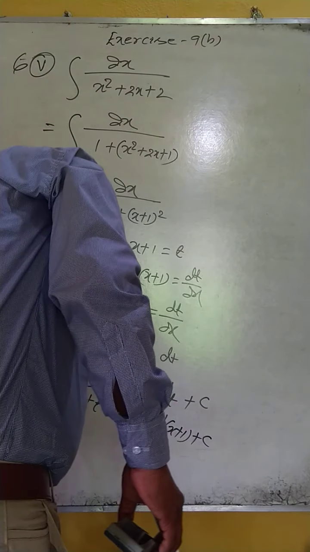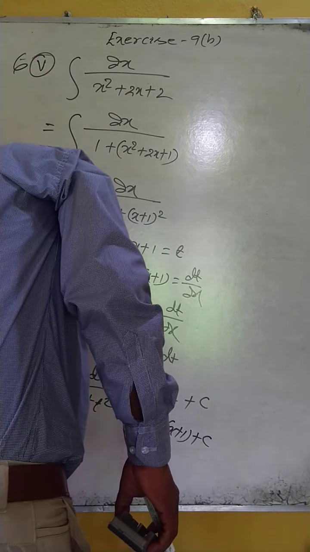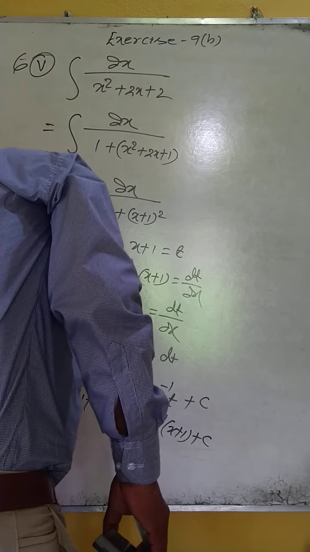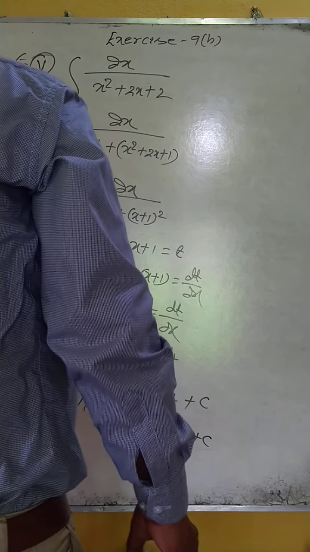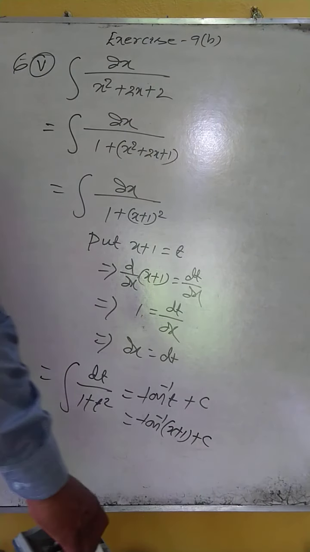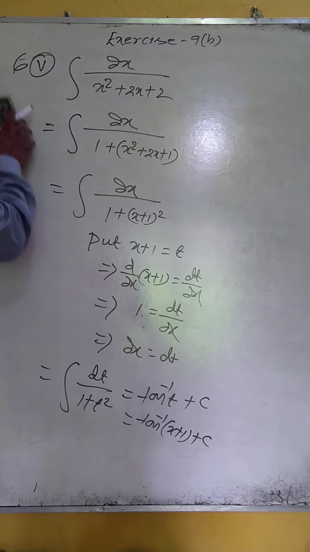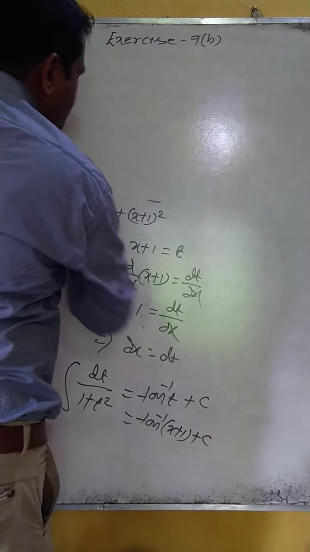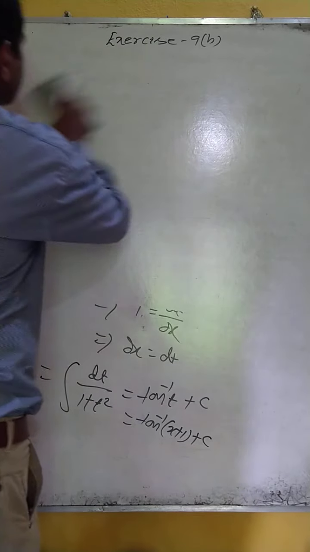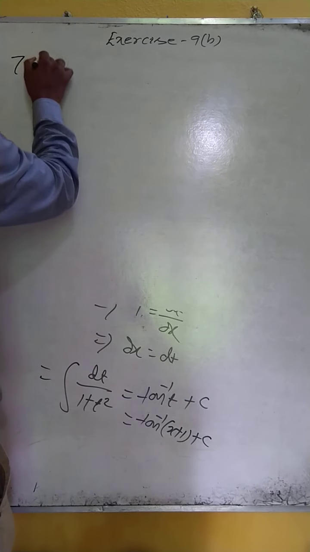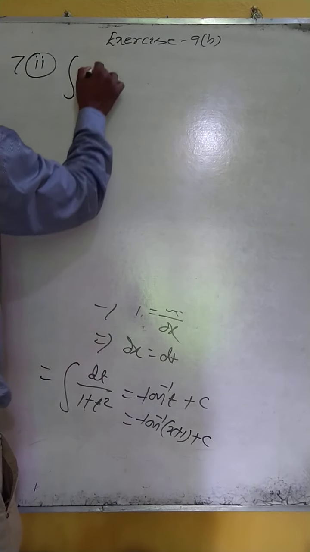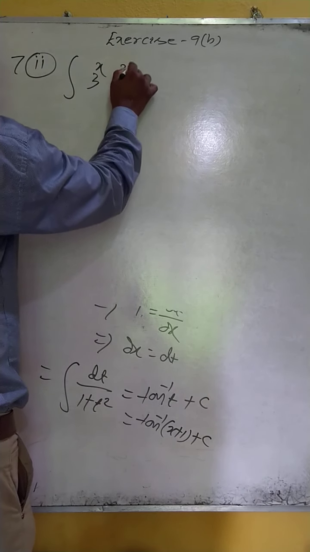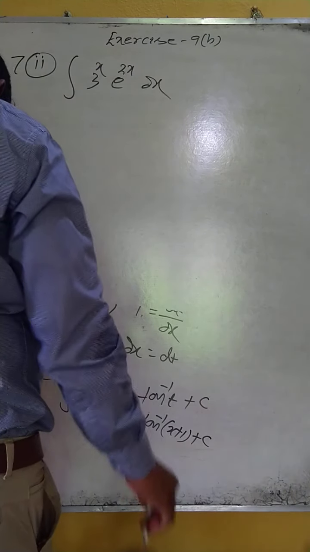Now we discuss another problem from number 7, double I. Number 7 double I, integral 3 to the power x, e to the power 2x, dx. Okay?